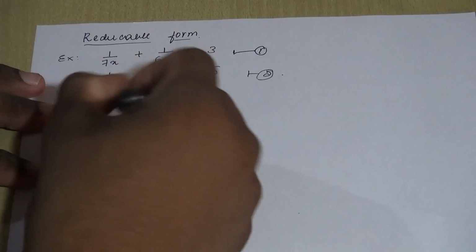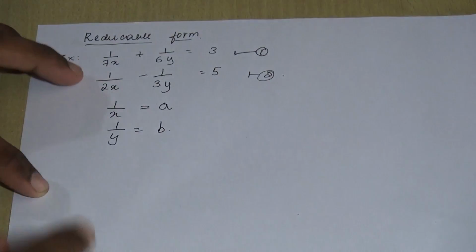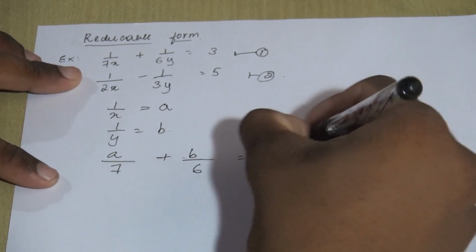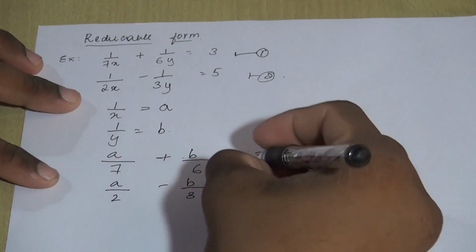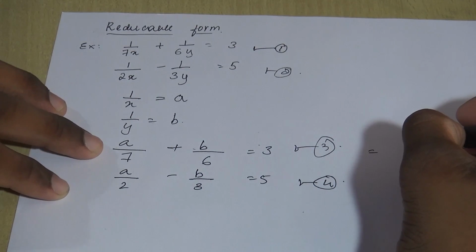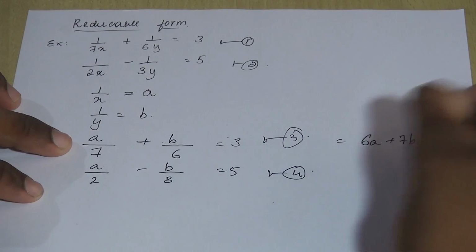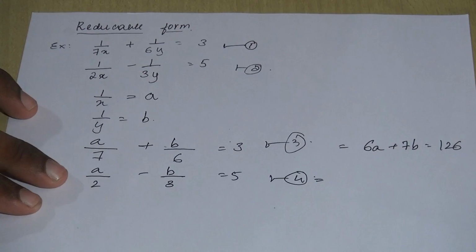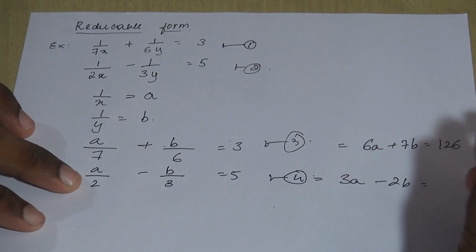So what we do in this case is, we take 1 by x equal to a and we take 1 by y is equal to b. So a by 7 plus b by 6 is equal to 3 becomes our third equation, and a by 2 minus b by 3 is equal to 5 becomes our fourth equation. Now when we solve this, take LCM and everything, we will get 6a plus 7b is equal to 42 into 3, 126, and this will be equal to 3a minus 2b is equal to 30.